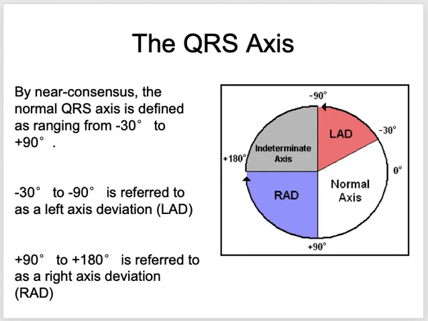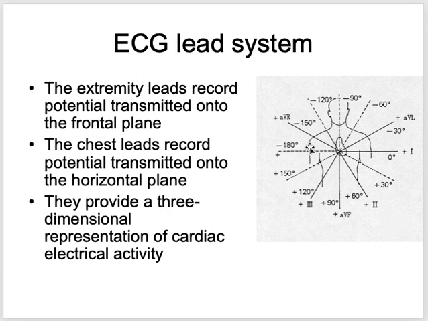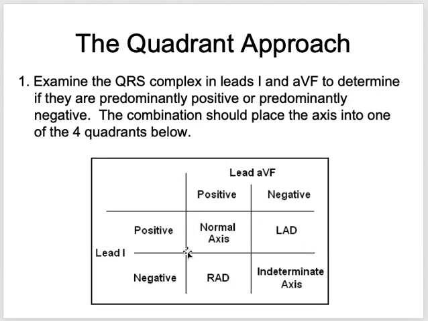See, again, I will show you this one. They rely on two leads. What they are relying on is lead 1 and AVF. Now, I will show you why. See, lead 1 vector is over here, AVF vector is over here. Remember, if 1 and AVF both have upward deflection, axis is normal. If AVF is downgoing, it is left axis deviation. If 1 is downgoing, it is right axis deviation. So if you can understand what I said, you will understand this one.